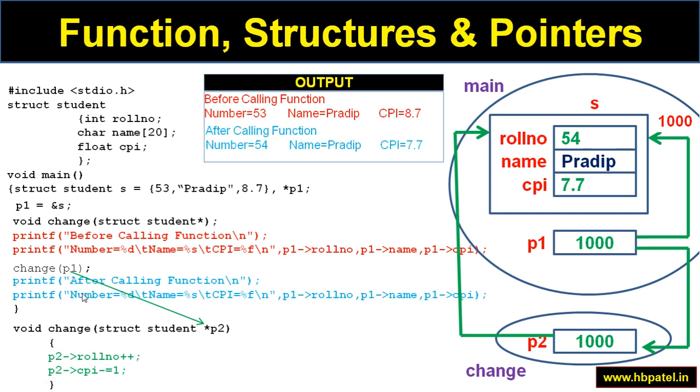And then if I go back and again print P1 arrow roll number, P1 arrow name, P1 arrow CPI, you are going to get 54, Pradeep and 7.7. These are the changed values. Earlier it was 53, now it is 54. Earlier it was 8.7, now it is 7.7. So this is how we can make use of structure, pointer and function. We have made use of all these three concepts together: function, structure, and pointer.